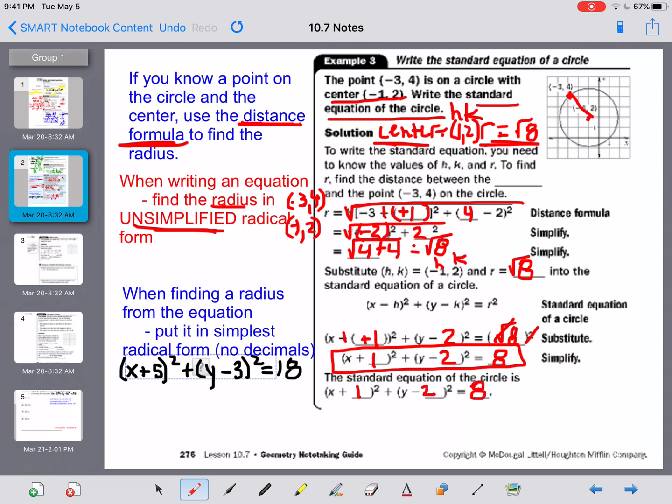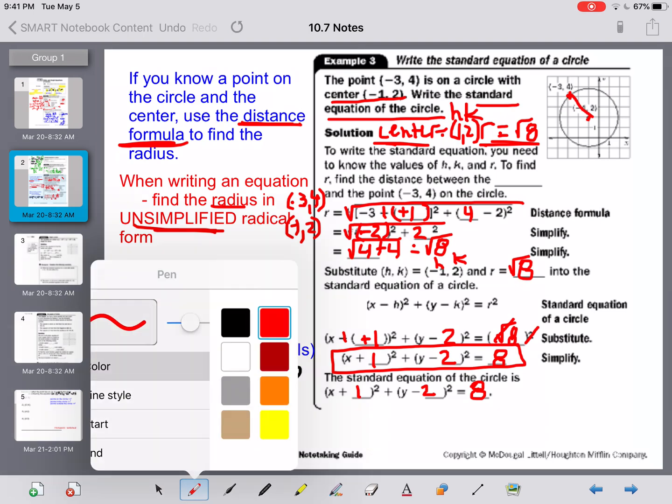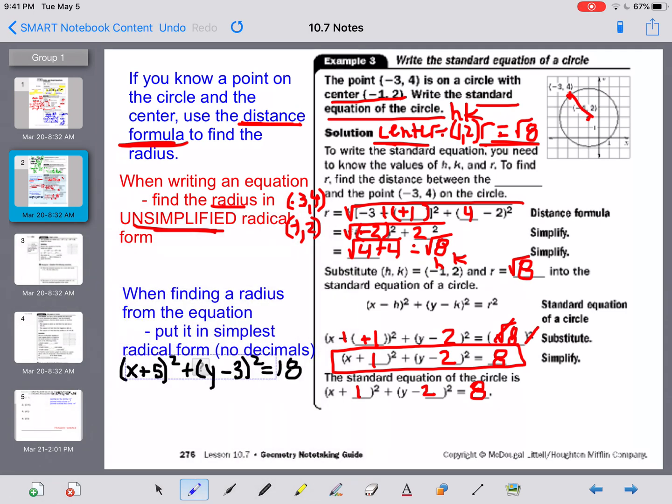All right, before we move on, I have one more here in the margin that I want to look at. When finding a radius from the equation, put it in simplest radical form, no decimals. I have one like this on your homework, so I'm going to be looking for that. Please don't put decimals. Please put your simplest radical form.